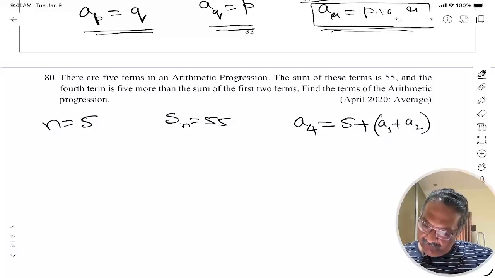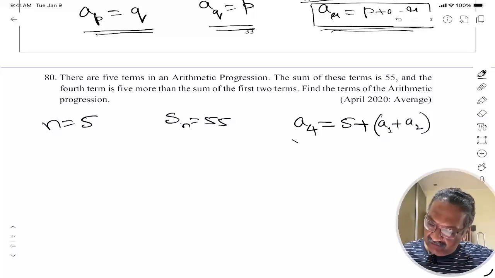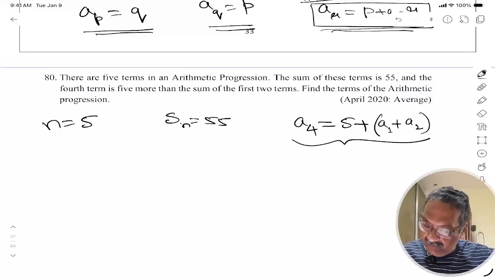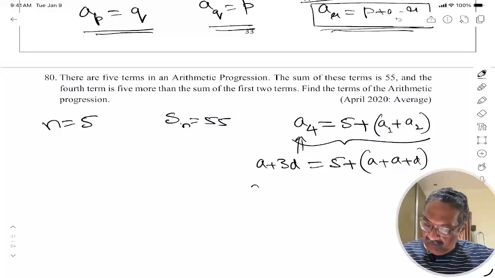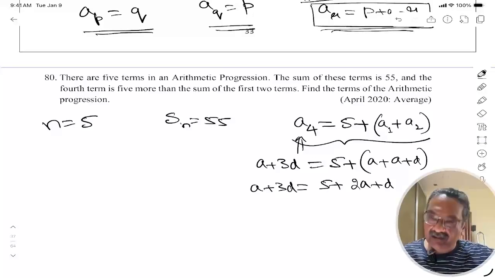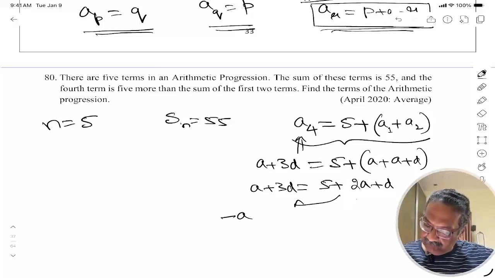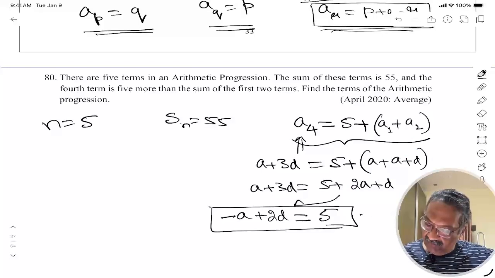5 terms are there. Okay, now let us expand this. What is A4? A4 is nothing but A plus 3D is equal to 5 plus A plus D, or A plus 3D is equal to 5 plus 2A plus D. We'll bring this side, minus A plus 3D minus D, that is 2D, is equal to 5. This is one equation we have got from this.